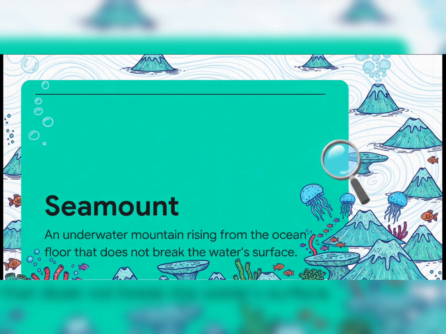But it's not all just a flat, featureless desert down there. Oh no. Dotted across these plains are an estimated 100,000 seamounts. These are basically underwater mountains and volcanoes. Some of them rise for kilometers from the seafloor, creating these incredible islands of biodiversity in the deep, dark sea.